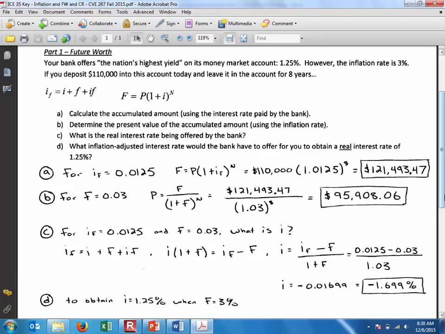So in Part C, you actually calculate the real effect of when inflation is greater than the market interest rate that's being paid. And so we calculate that the real interest rate is negative 1.7%. That's the effect of putting it into that account.